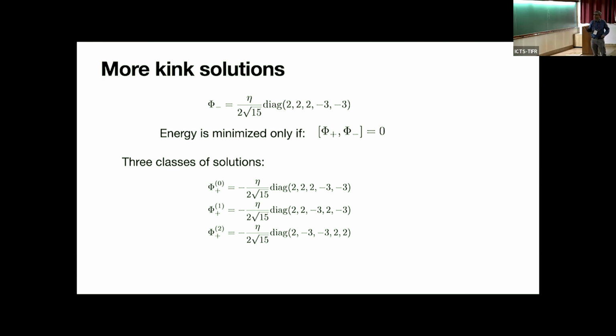So if you choose phi minus to be this, then there are 3 classes of solutions. One is that you just take this and multiply it with the minus sign, that's the minus 2, 2, 2, minus 3. The other is that you take a minus sign, but then you exchange one of the elements, so you've got 2, 2, minus 3, 2, minus 3. And the last one is where you exchange 2 of the elements, minus 3 and 2. So you not only flip the sign, but you do an SU5 rotation as well. So there are 3 classes of solutions.